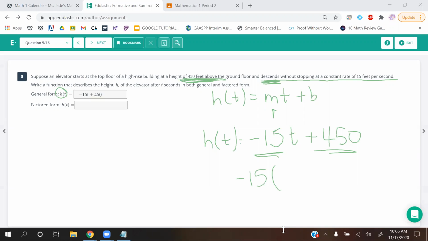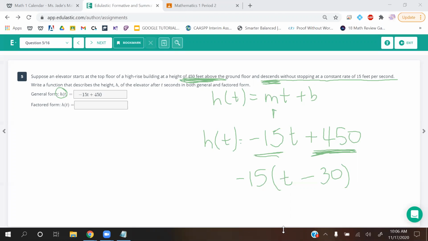If we take the negative 15 away from the negative 15t, we will be left with t. And then the last bit is, what is 450 divided by negative 15? I'm going to type this on my calculator. 450 divided by negative 15. That will give me negative 30. So this would be our factored form.